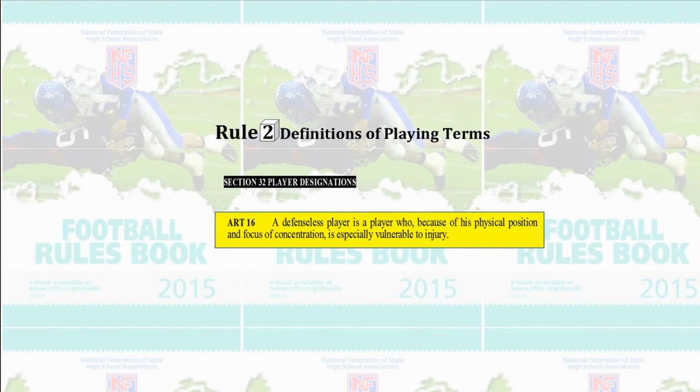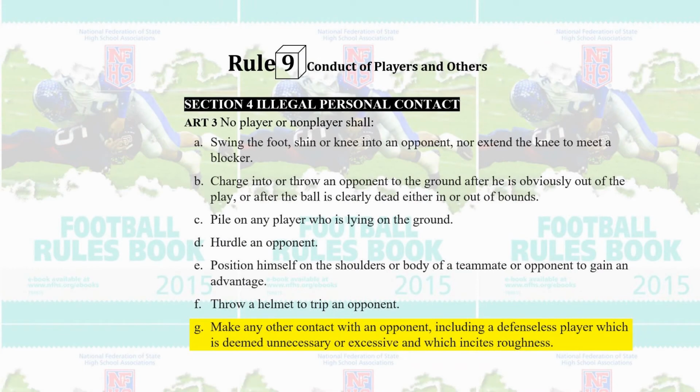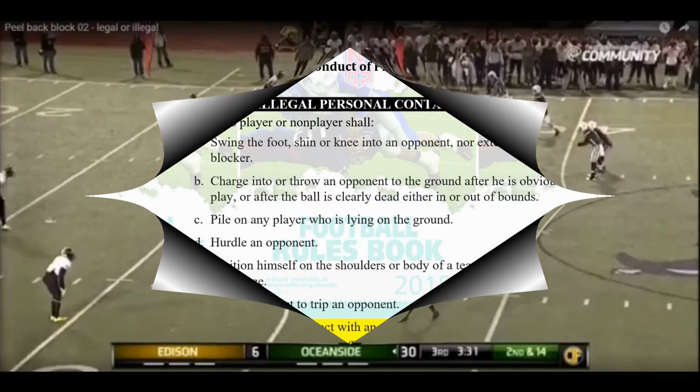Rule 2. A defenseless player is a player who, because of his physical position and focus of concentration, is especially vulnerable to injury. So based on the points of emphasis and 943G, we are going to focus our attention on excessive contact fouls that involve defenseless players. Up first are blindside blocks.